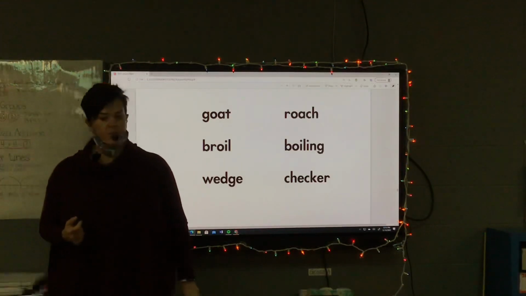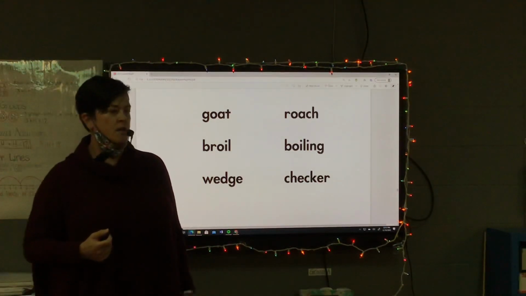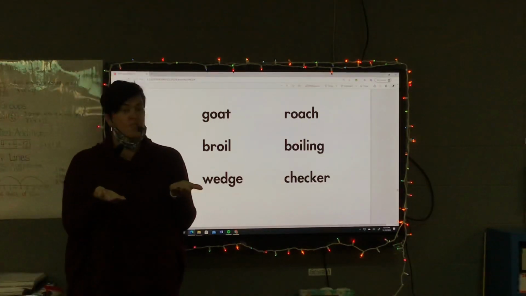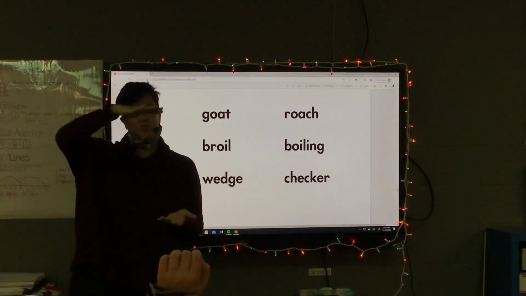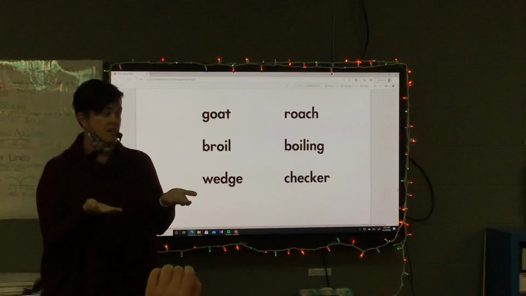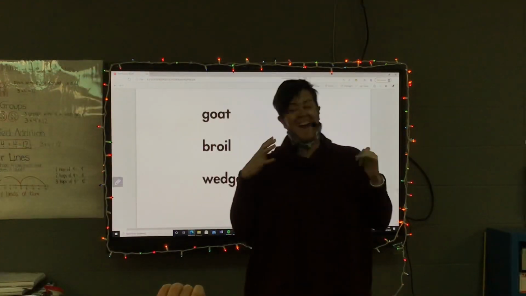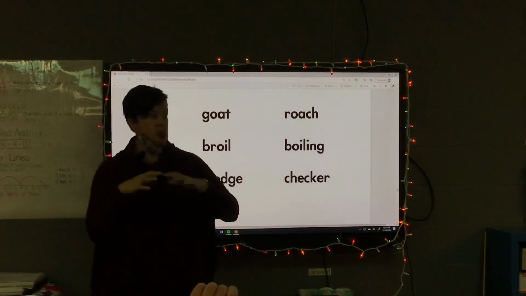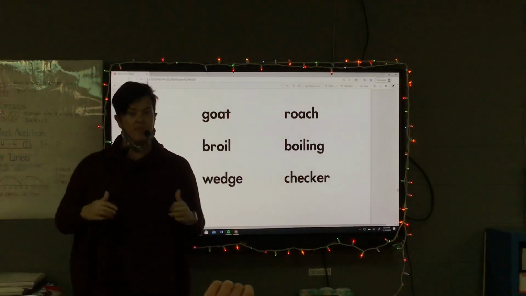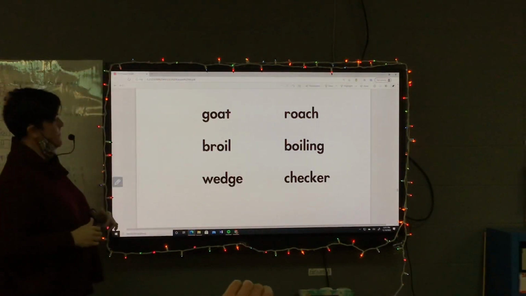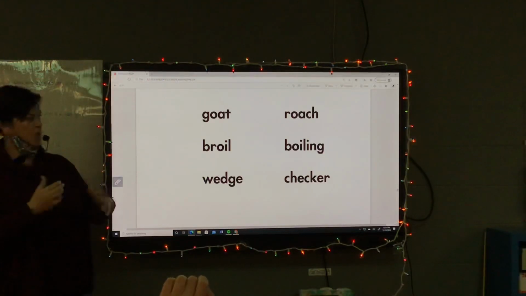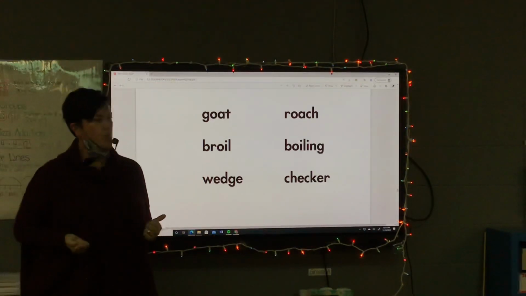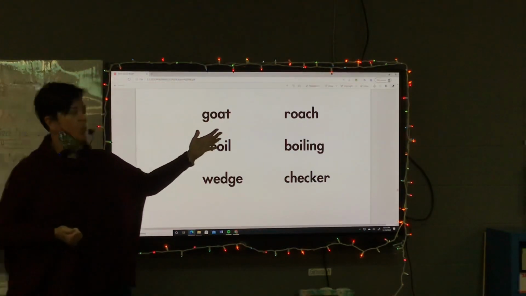Ooh, I'm going to try to trick you. This is something you do in the oven to foods, not on top of the stove, but in the oven at a really, really high heat. A lot of people will use this feature in their oven to brown the top of the food that they're baking. What's the word that I'm thinking of? Lucas? Broil, yes.